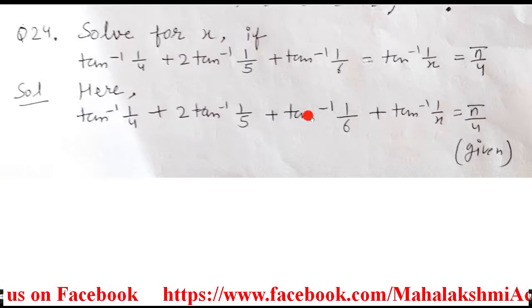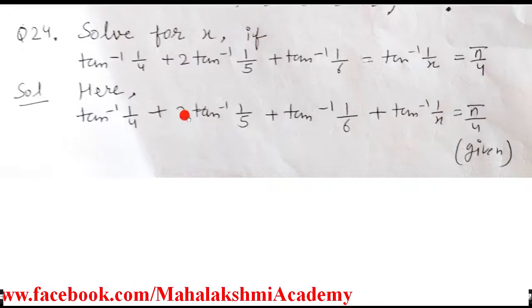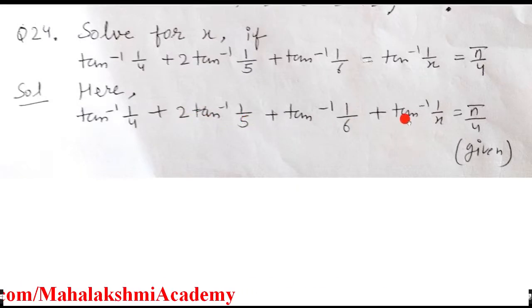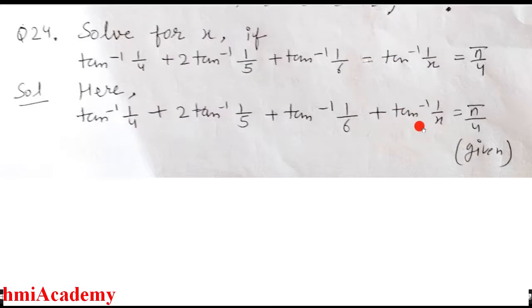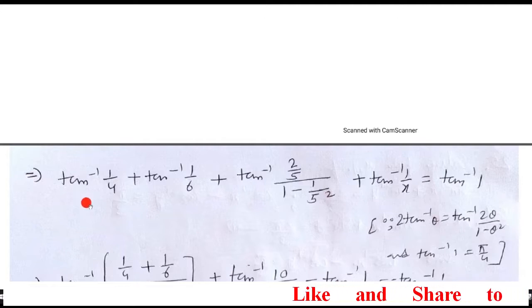So what I explained here: I am going to make the pair of tan inverse 1 upon 4 and tan inverse 1 upon 6, and here I am going to use the formula of 2 tan inverse x, and this tan inverse 1 upon x will shift to the other side. So just see the next step. After all the changes which I mentioned, I found this step here.